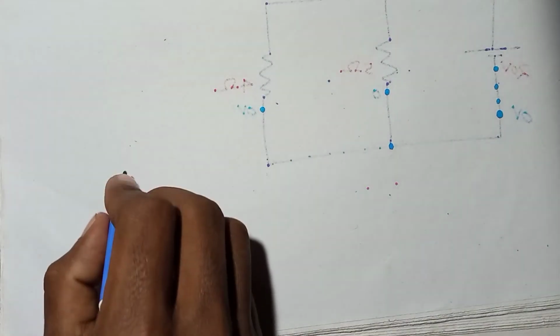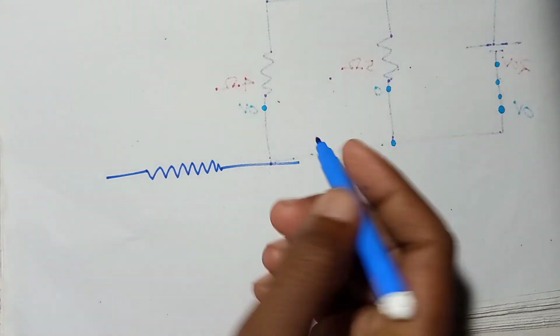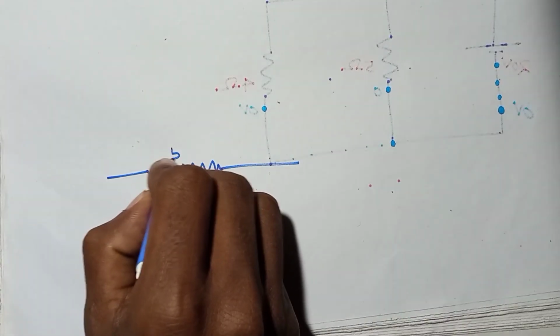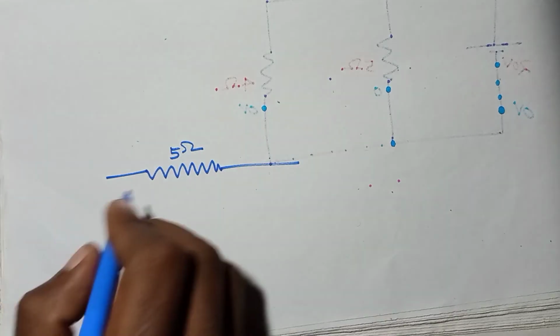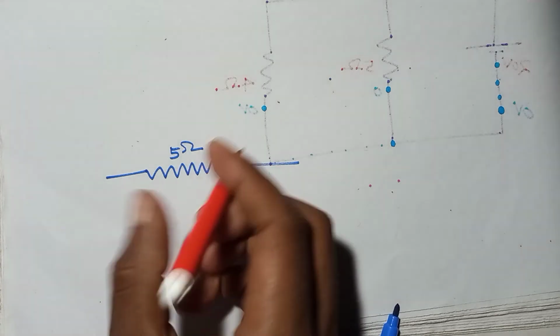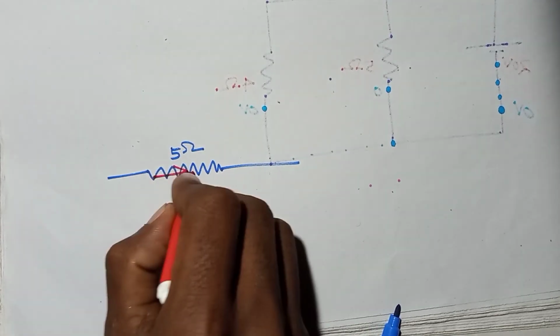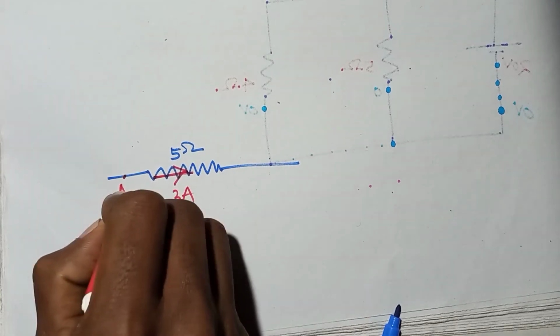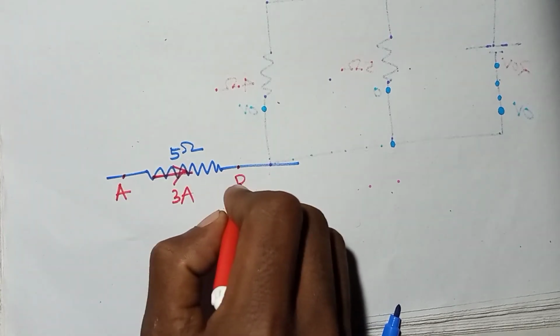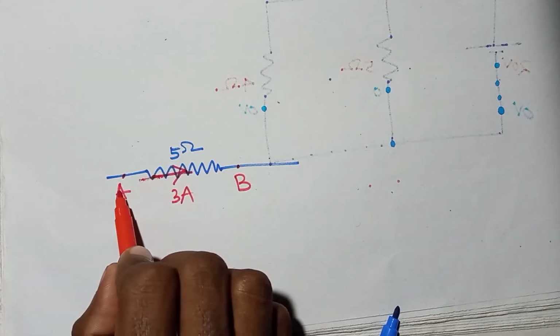Let's see some examples. Let's say I have a resistance and the resistance value is, let's say, 5 ohm. And a current of, let's say, 3 ampere is flowing in this direction. This is the terminal A, this is the terminal B, and a current of 3 ampere is flowing from this A to B terminal.